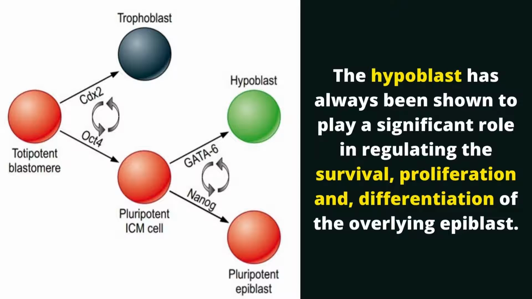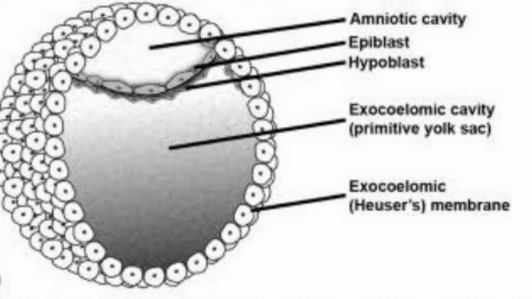However, at least in the mouse and rabbit, the hypoblast has also been shown to play a significant role in regulating the survival, proliferation, and differentiation of the overlying epiblast. This regulation is in part mediated through formation of a basement membrane between the hypoblast and the epiblast. We can see here there's a line between the epiblast and hypoblast. This is the basement membrane.